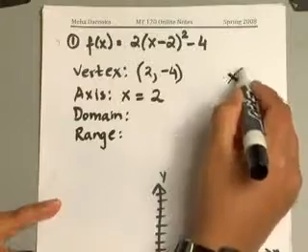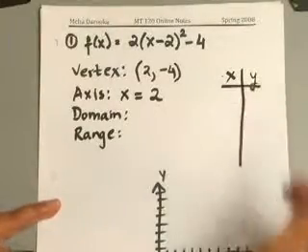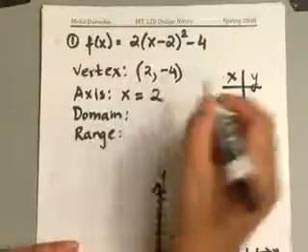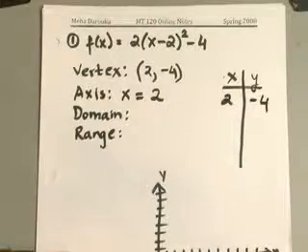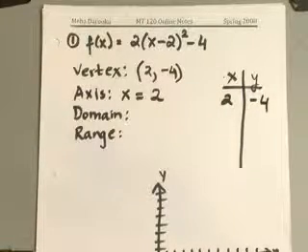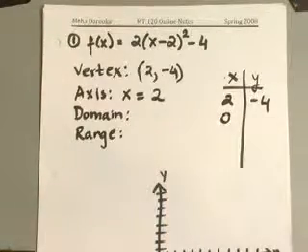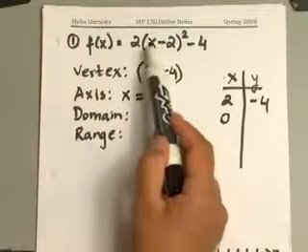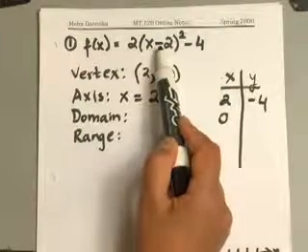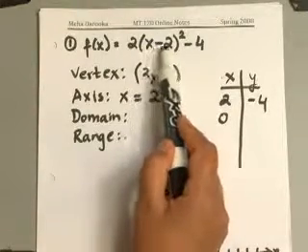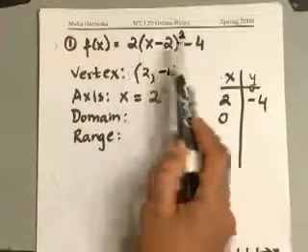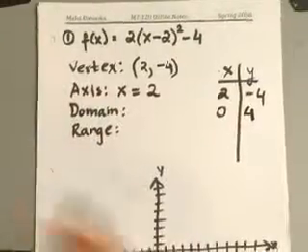Okay, so again we need a T chart to help us out. Now we already have the vertex 2, negative 4, and we need only 2 more points to help us graph this function. So how about we use the number 0, and let's see what we end up with. 0 will give you 0 minus 2. So 0 minus 2 gives you negative 2. Negative 2 squared gives you 4. 4 2s are 8. 8 minus 4 will give us 4.